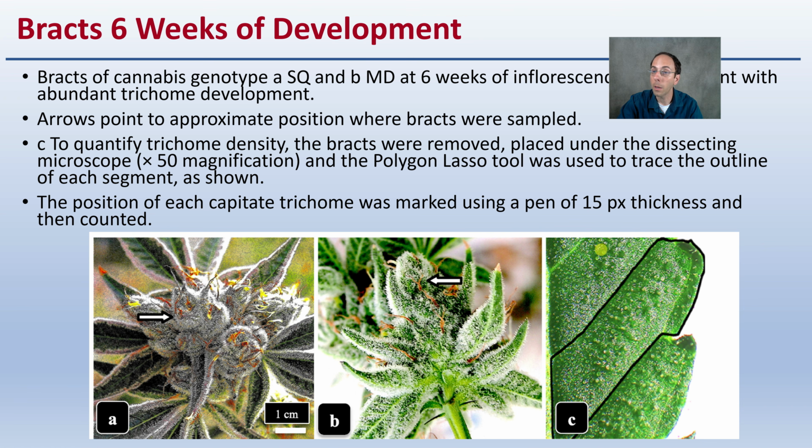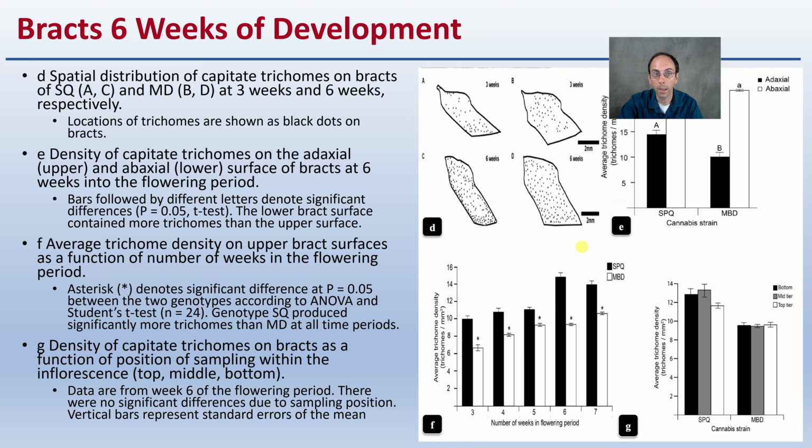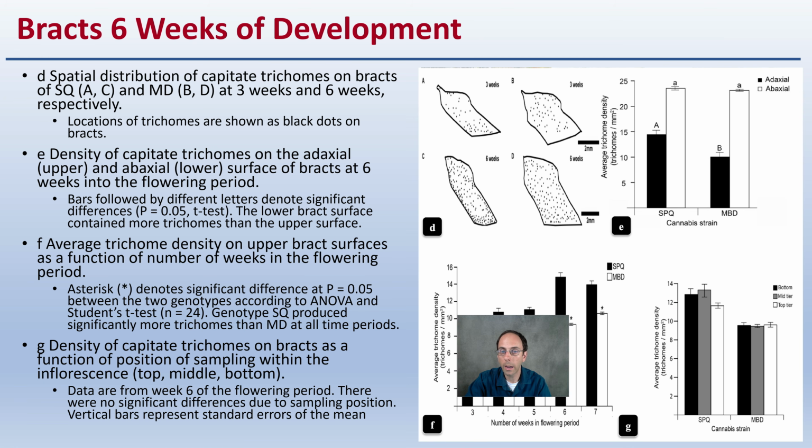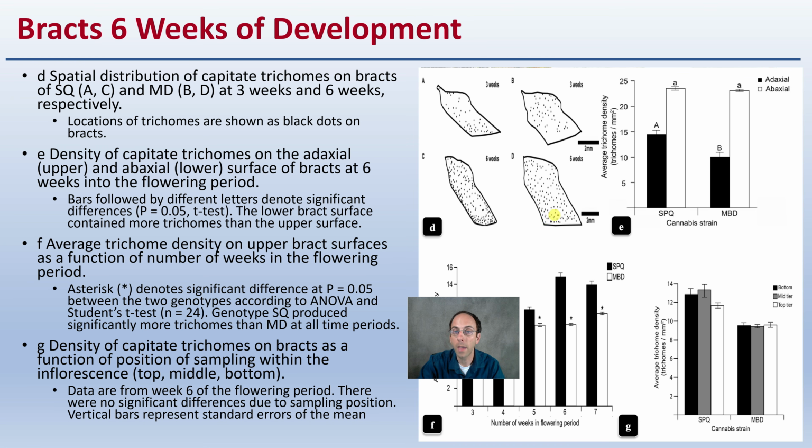So what does that look like? What does that data come back and say? Well, here we're looking at the simulation of that data. And here we see the distribution of the capitate trichomes on the bracts. Again, Space Queen would be A and C, and Moby Dick would be B and D. This is at 3 weeks, this is at 6 weeks. So we can see the change that occurs. And the black dots represent where they're located.